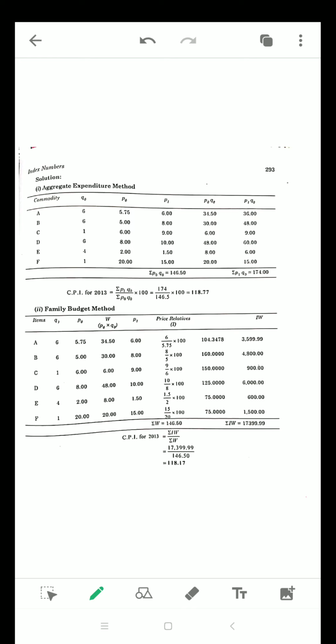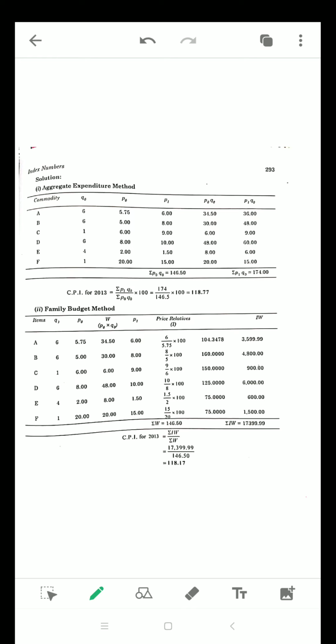Next the second one you will get 4,800, and the third one you will get 900, and the fourth one you will get 6000, the fifth one you will get 600, and finally you will get 1500. So if you want, you can check with the multiplication. So now finally the summation IW we will get 17,399.9, so that may be considered as 17,400.